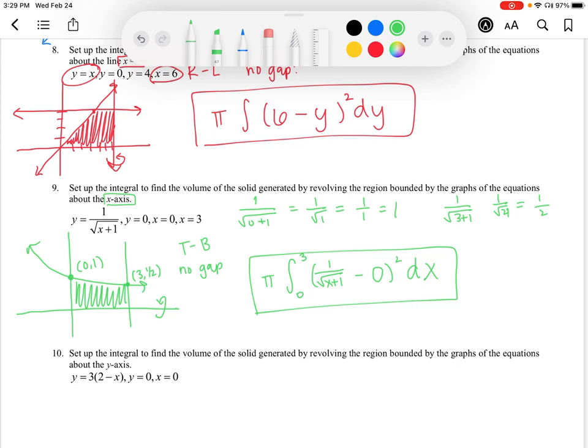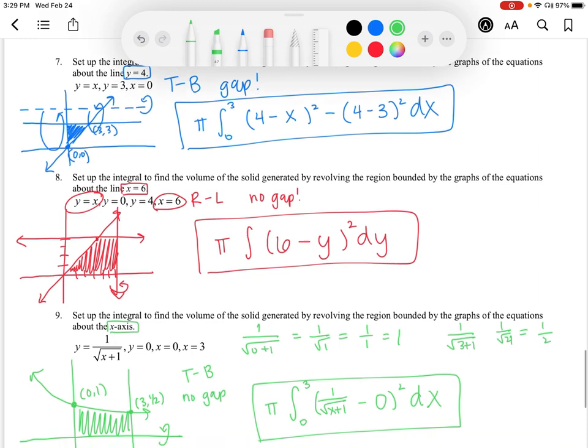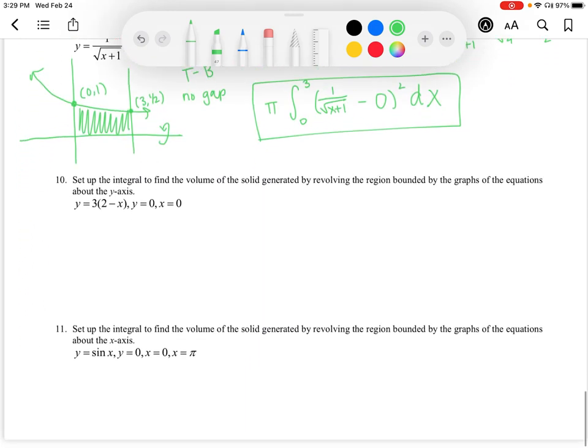What's really going to help you when you're setting these up is drawing a picture, seeing what's happening, and then figuring out if it's a disk or a washer. So if it's a disk, you're just going to have one thing squared. If it's a washer, you're going to have to subtract the 2 like we did in 7, and then start filling in the bounds and what you're subtracting inside that 1 squared part or the 2 squared parts.